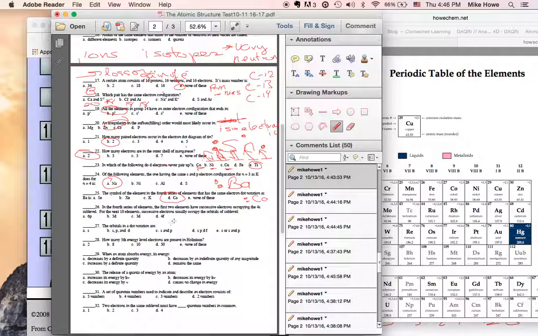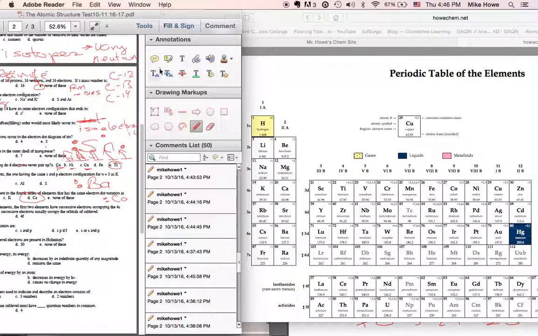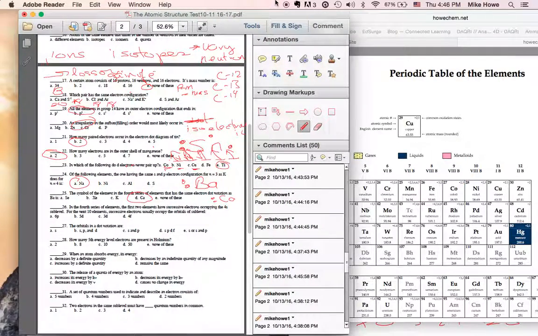All right, so 26. In the 4th series of elements, the first 2 elements have successive electrons in the 4s sublevel. After the 4s, what do they fill? What fills in? So, here's the 4s. What follows the 4s? What's it say right there? 3d. So how many electrons go into the 3d? 10. So the next 10 elements fill in the 3d.